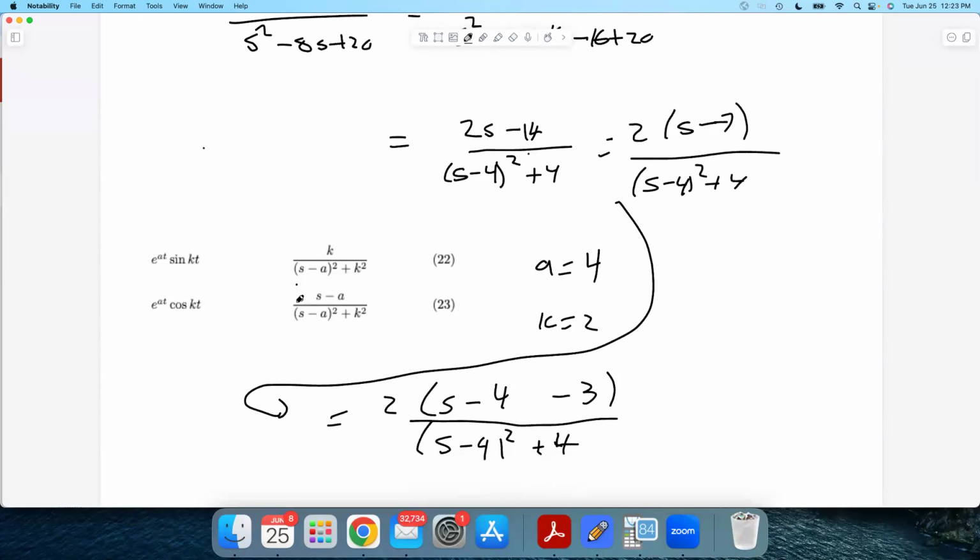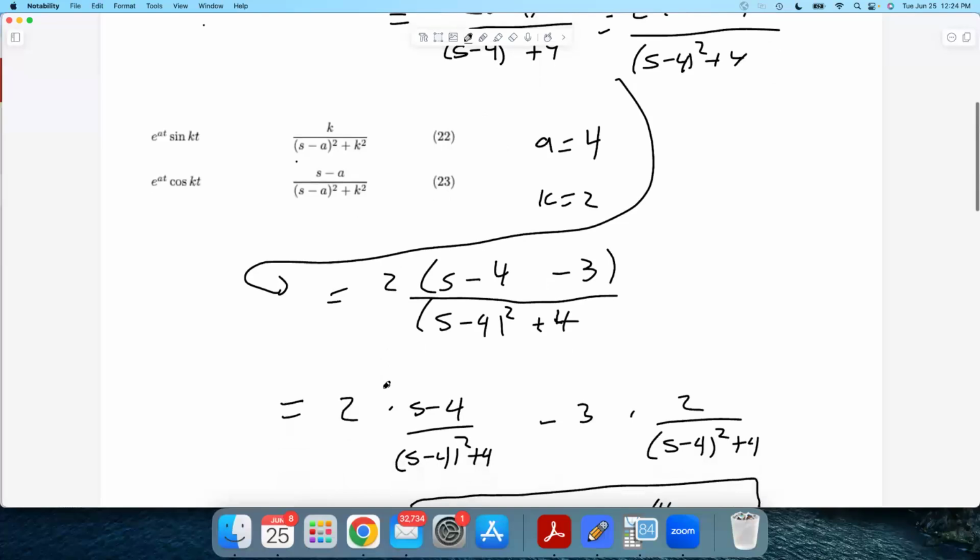Now I need my cosine to be s minus a. I need an s minus a on top. I've got s minus 7. I need that to be s minus 4. So what I did, I said, well, 7, that's just 4 and 3. So I broke that 7 up into -4 and then the leftovers, -3. So there I've got my s minus 4 over this. That'll give me a cosine. The 2 is going to come along for the ride.